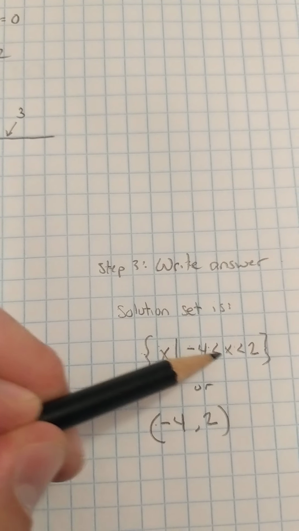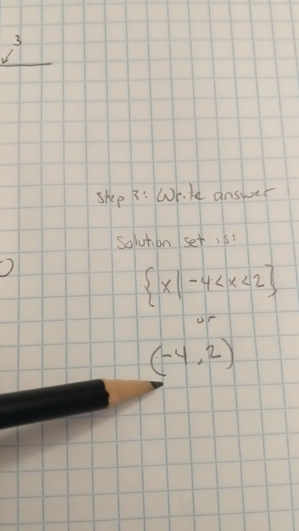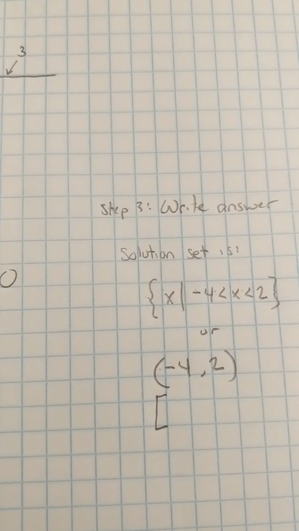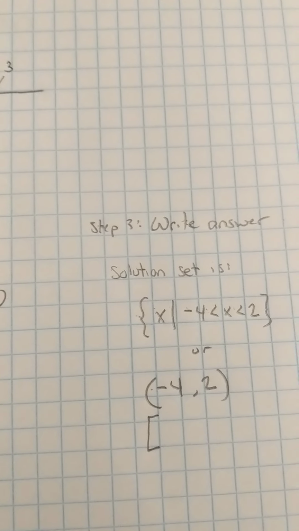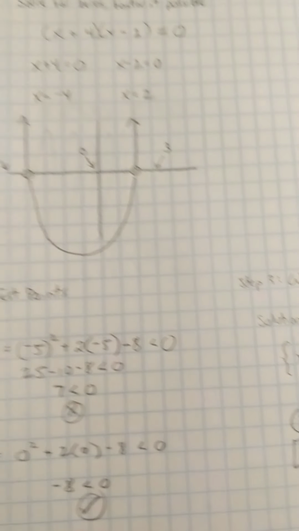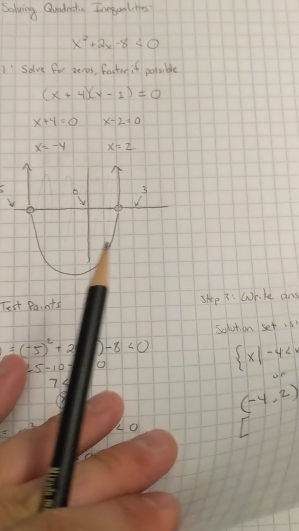Remember, if it was equal to, then you would use that lovely square bracket. But since it's not, we don't have to. And so that's how we solve quadratic inequalities.